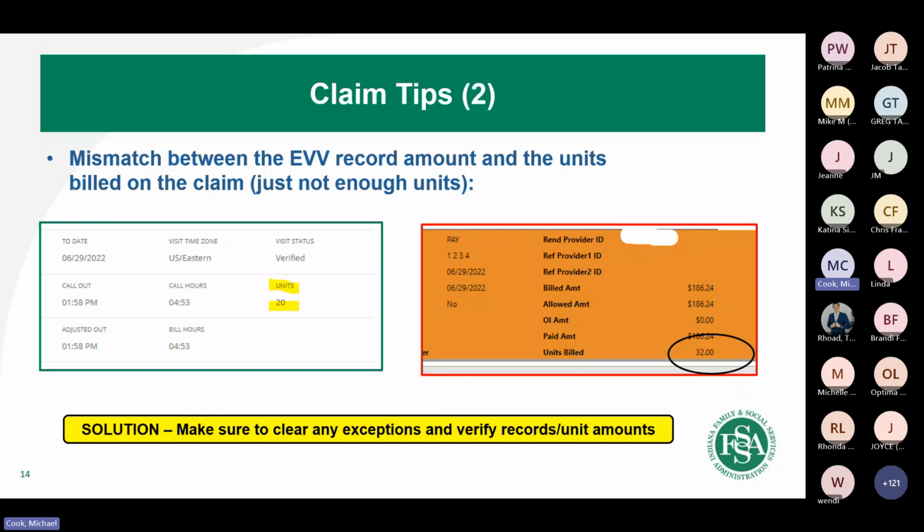So let's say there's a mismatch between the EVV record amount and the units billed on the claim. Maybe there are just not enough units. In the screenshot on the left, this is the SAN data aggregator showing a record for a particular visit capturing 20 units of a service. Meanwhile, on the right-hand side, you'll see the claim information that was submitted with units billed of 32. Again, there was a mismatch. Make sure that you're clearing any exceptions and that you're verifying the record and unit amounts match.